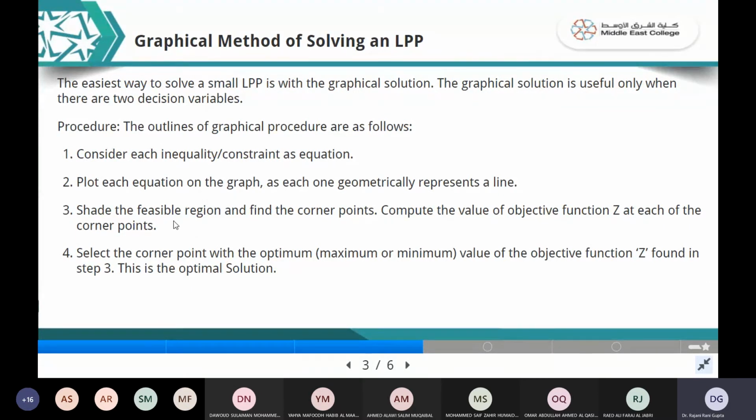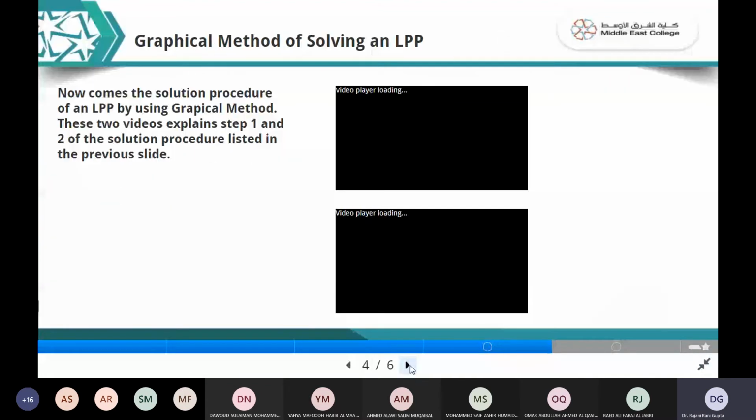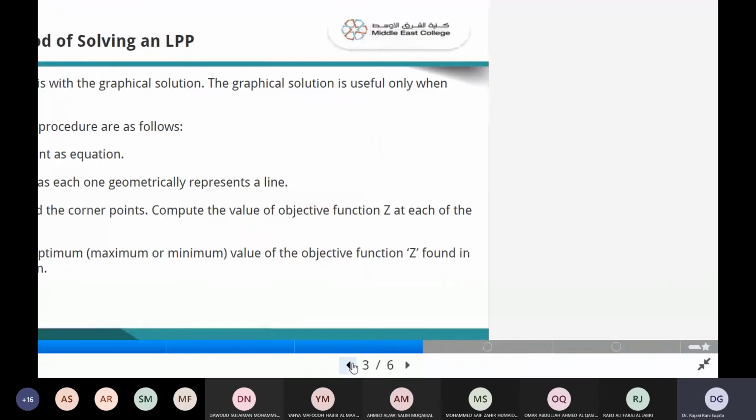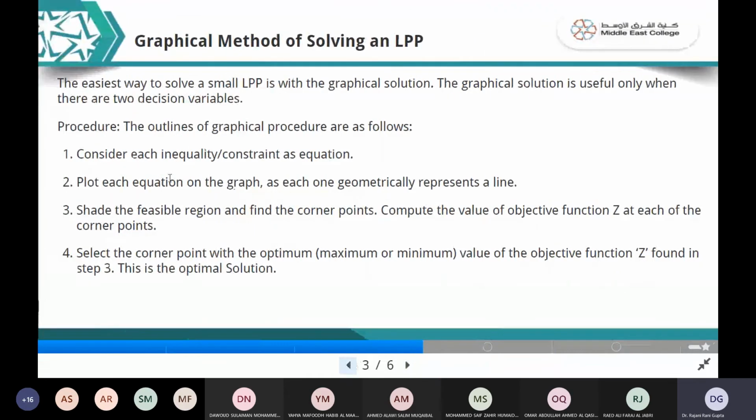So for which, what I have done is I have prepared small videos explaining the steps. First 2 steps listed over here. First is consider each inequality or constraint and equation, and then plot it as a line on the graph. So these 2 short videos are available over here. Watch them. This will give you an idea how to come up with the graph.